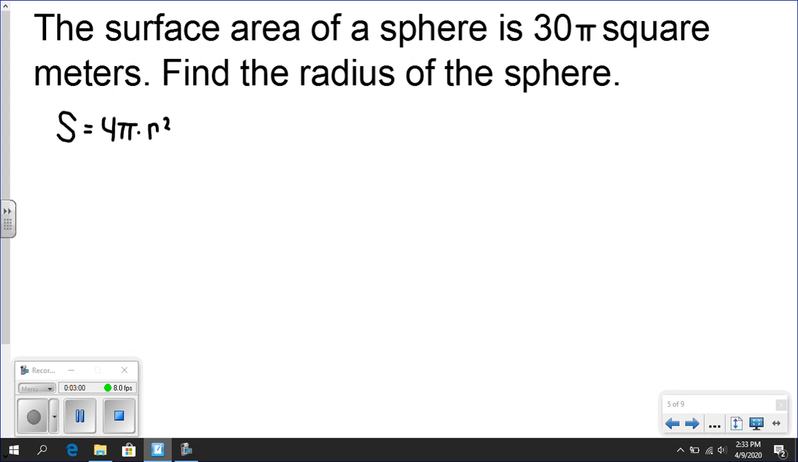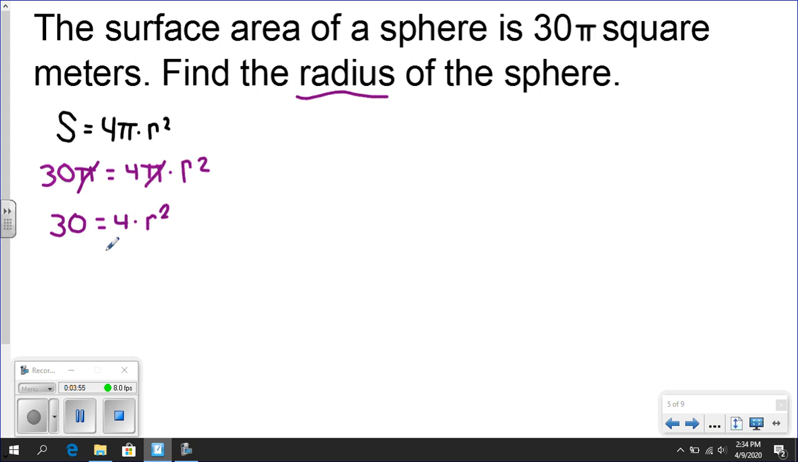The surface area of a sphere is 30 pi square meters. Find the radius of the sphere. So this problem is different because right now it tells me what the surface area is, and the surface area is 30 pi. And surface area is equal to 4 pi times r squared. So if you look at this, you can see that we can easily solve for r. First thing, I notice that there's a pi on this side of the equal sign as well as this side, so that cancels out. So I'm left with 30 is equal to 4 times r squared.